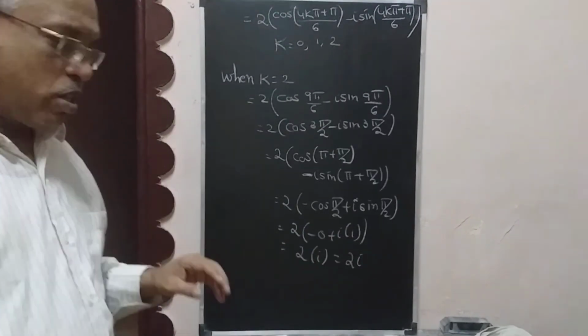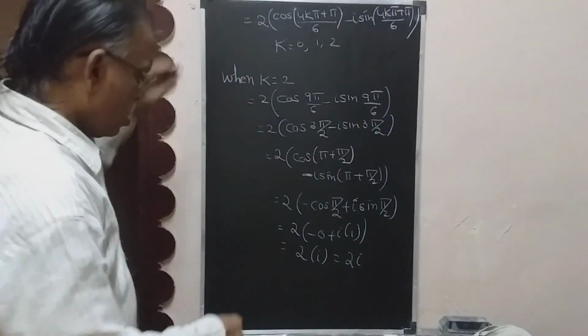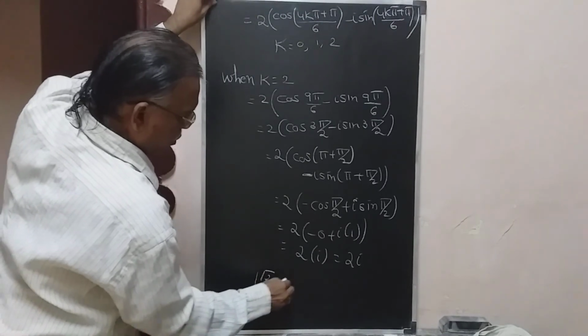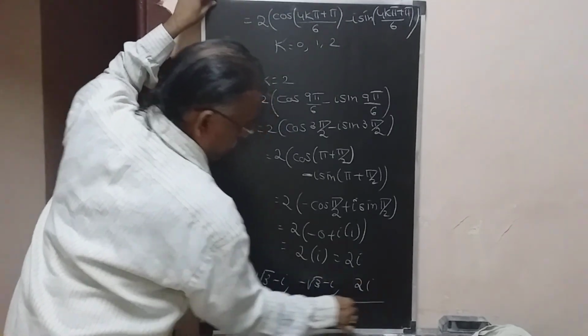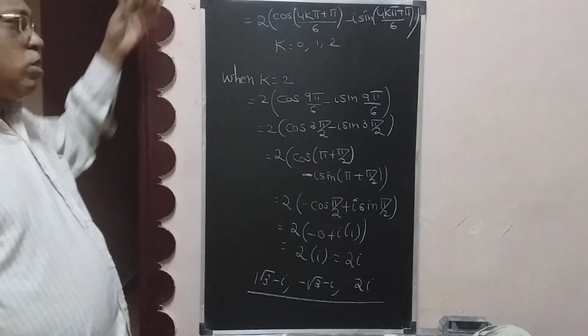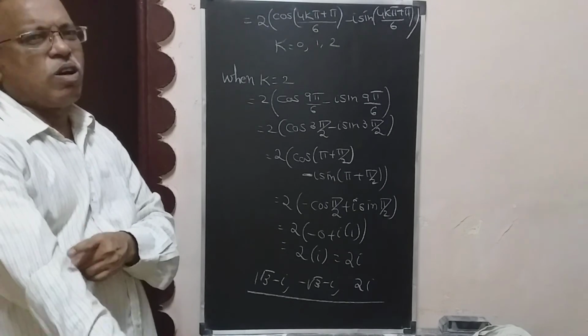All the three values we got. What is the first value? Root 3 minus I. This is the first value I think we got. Second value minus root 3 minus I. Third value 2i. Okay. So same model only. There is no difference at all.